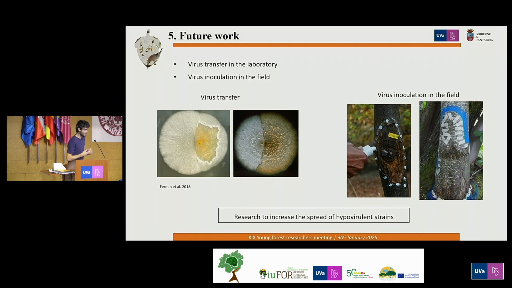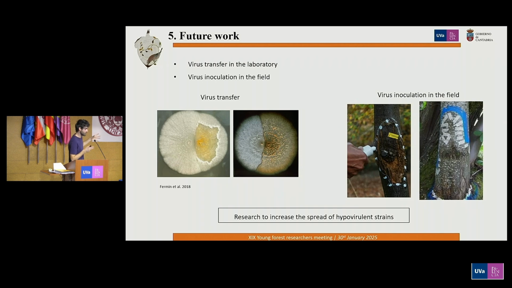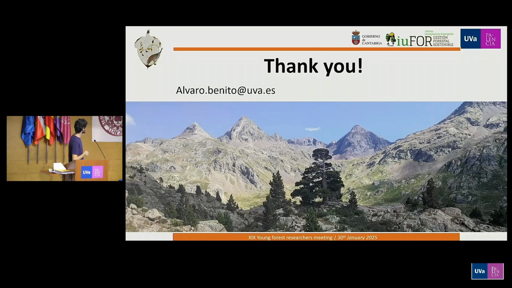And now the main thing that we want to do is try to increase the spread of the hypovirus strains, the virus, in the field. We need something to increase the spread of the virus. As I told you before, with the virus the fungus sporulates less, and the dispersion of the virus is reduced. And that's all. Thank you.